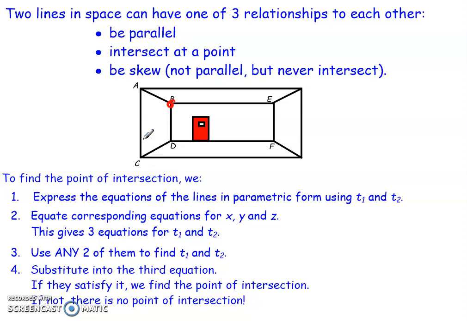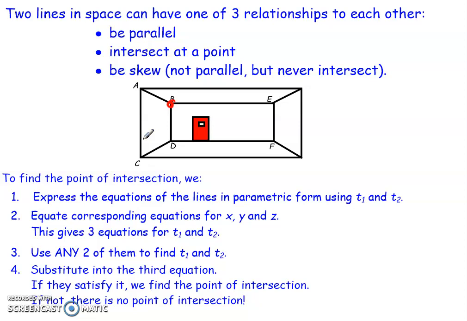Now, to find the point of intersection, we just have to follow four straightforward steps. The first one is that we have to express both equations in a parametric form using the variables t1, t2, or parametric variables lambda 1, lambda 2, depending upon what text you look at, you may see one or the other. The point is you have to make sure that you don't make the t's equal to each other or the lambdas equal to each other, because what you can then do is equate the corresponding equations for x, y and z to one another, and that'll give you three equations, each with a t1 and a t2 variable in them.